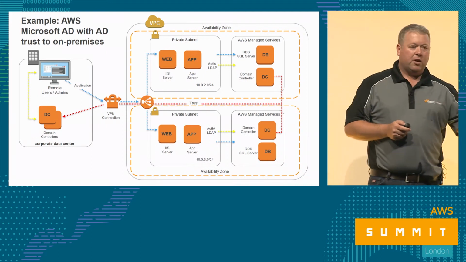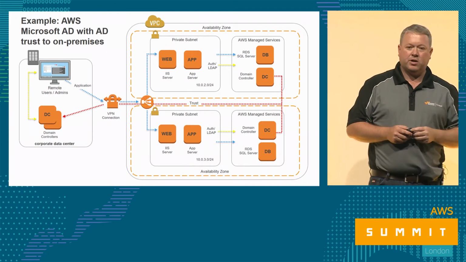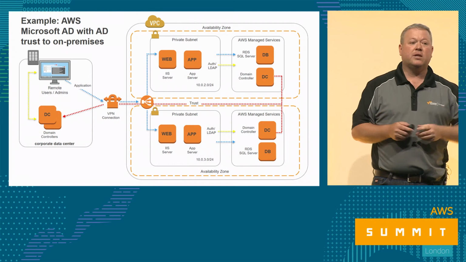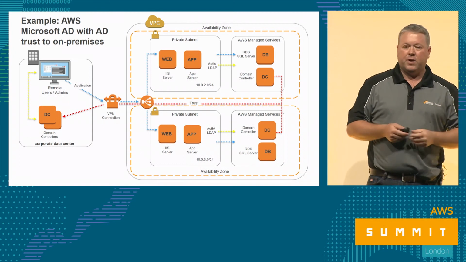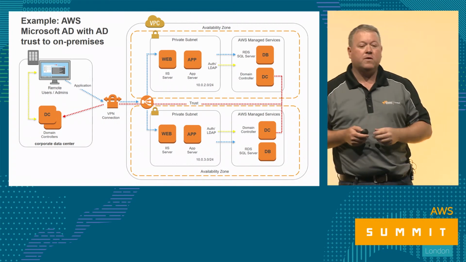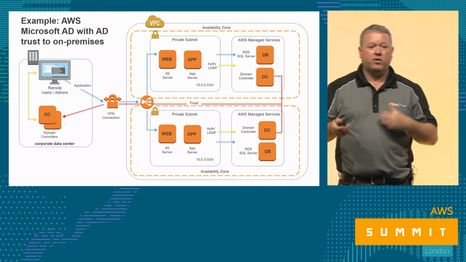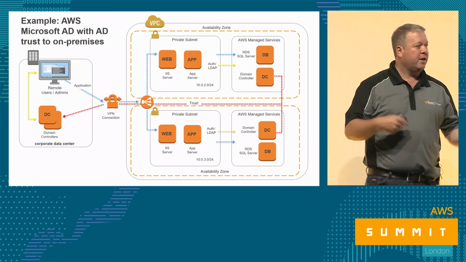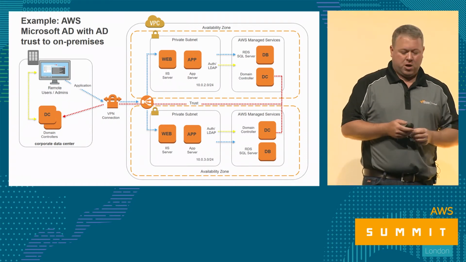I access the app. I'm logging in locally. I'm accessing the application. And then the application is domain joined in the cloud. So when it does its authentication, it's ultimately doing the authentication via the trust. Okay, so Active Directory is going to go across the trust, verify the Kerberos ticket, allow access, and off you go.